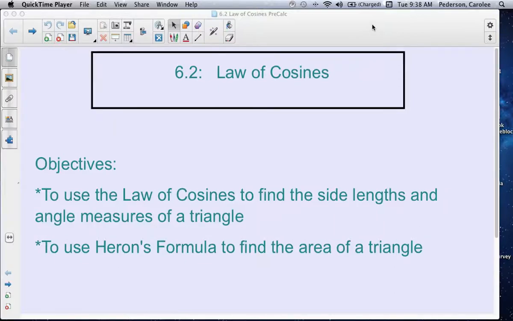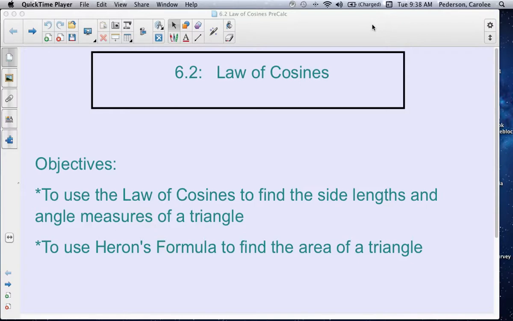This is 6.2, the law of cosines. You were introduced to this in geometry and in algebra 2, so this should be a pretty easy lesson. We'll just kind of go through it. Let me know if you're having some difficulties.